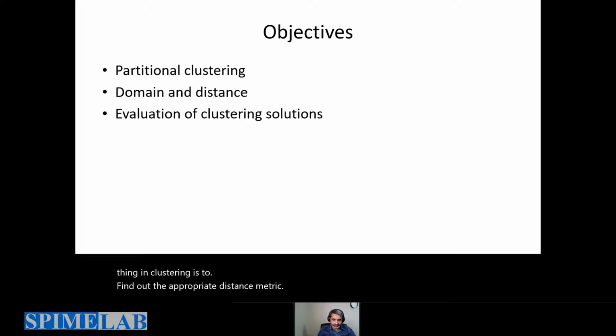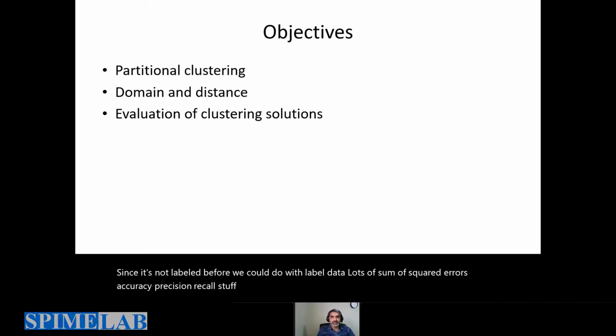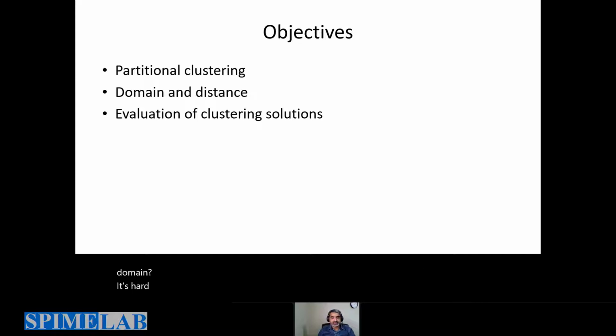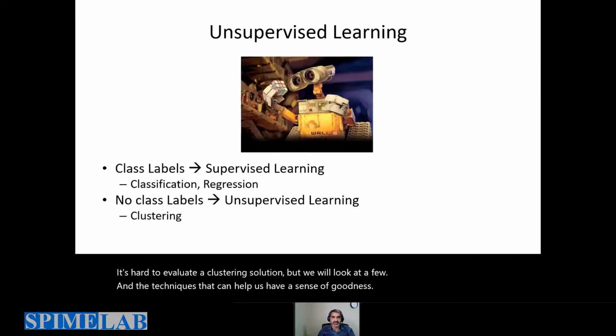And then, since it's not labeled, before, with labeled data, we could do sum of squared errors, accuracy, precision, recall and so on. But now we don't have labels. How do we evaluate the structure that the algorithm has found? Is it the real structure in the nature of the data or the domain? It's hard to evaluate a clustering solution, but we will look at a few techniques that can help us have a sense of goodness. The first part is partitional clustering.